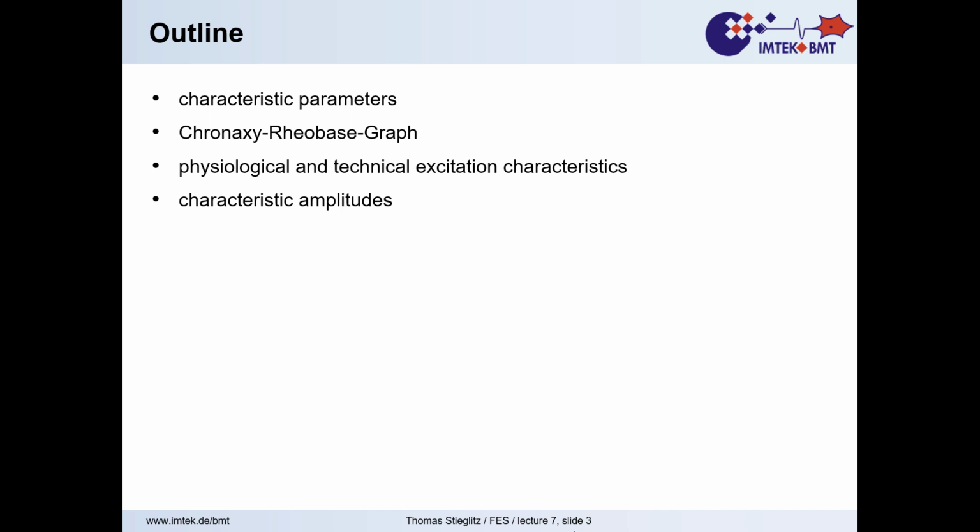So what is the outline for today? It's about characteristic parameters, and I'm pretty sure you have them all in mind. I'd like to talk a little bit about a graph that gives us an idea how the pulse width and the pulse amplitude correlate to each other. That's the Chronaxie-Rheobase graph, and some comparison of physiological and technical excitation. What is the same, what is different, and at the very end, a very long table giving you an idea where people already tried to stimulate the nerves.